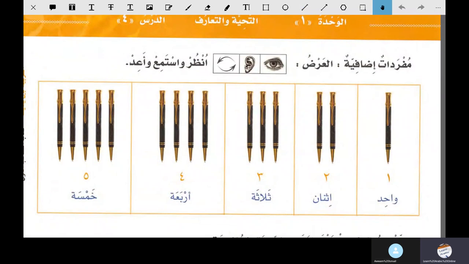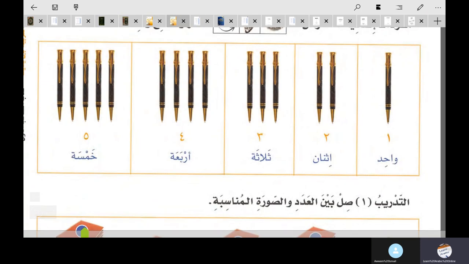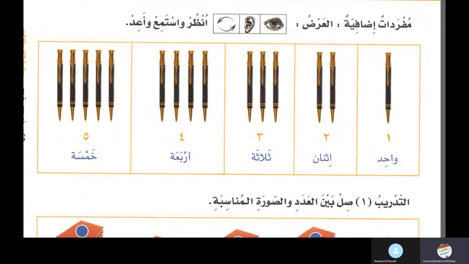Mufradat izafi, additional vocabulary. Here you will learn the counting from 1 to 5, and this counting is for masculine things only. Okay. Read this. Wahid. Ithnain. Thalatha. Arba'a. Khamsa.